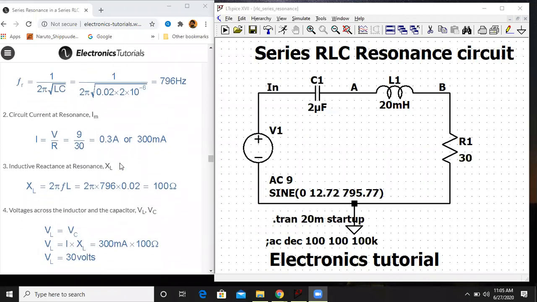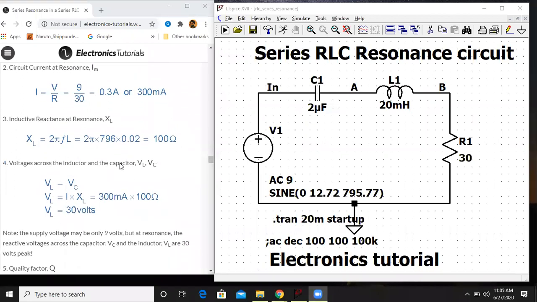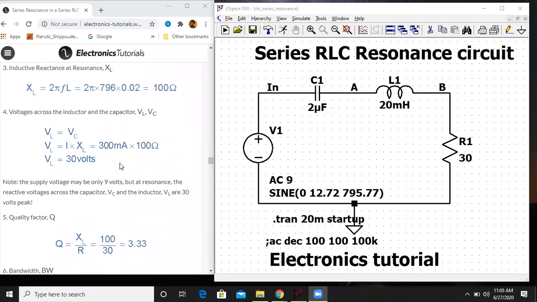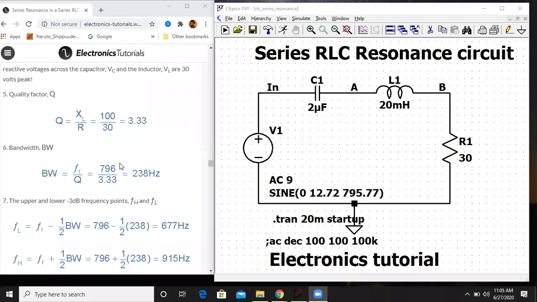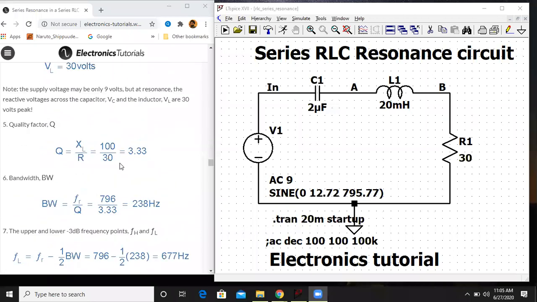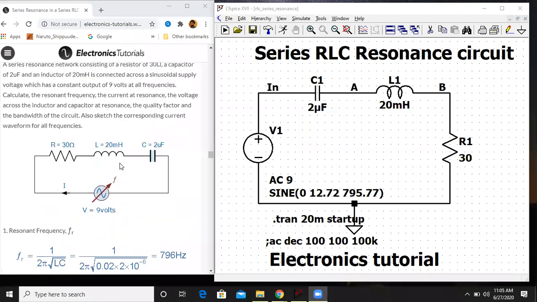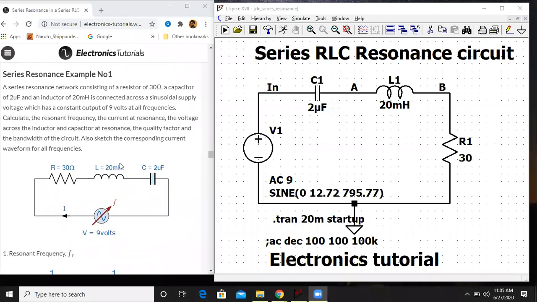Then we'll evaluate the current at resonance, then the voltage across the inductor and the capacitor, the quality factor, and the bandwidth. These are the things which we are going to evaluate just now in LT-Spice. I hope any one of you can reply whenever you all are ready.